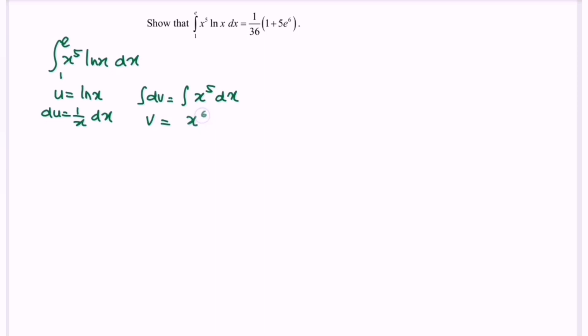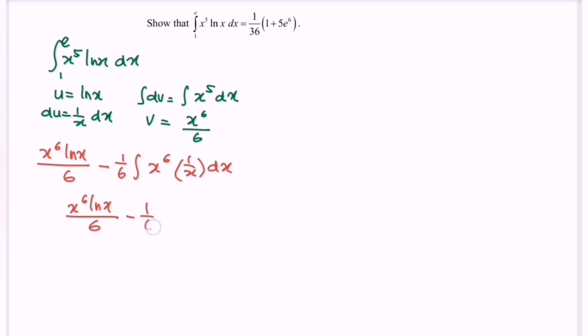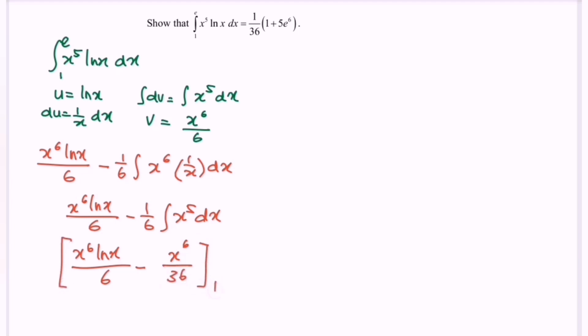Integrate, we have x to the power 6 over 6. So substitute into the formula, we have uv: x to the power 6 ln x over 6 minus the integration of v du, so 1 over 6 x to the power 6 times 1 over x dx. Rewrite the situation: we have x to the power of 6 ln x over 6 minus 1 over 6 integrate x to the power of 5 dx. So integrate, we have ln x multiplied with x to the power of 6 over 6 minus x to the power of 6 over 36, with the limits 1 and e.